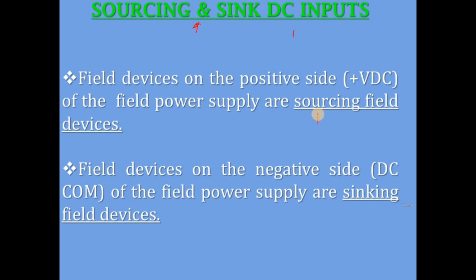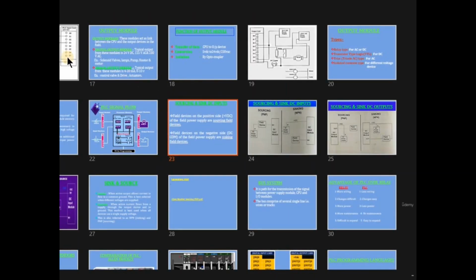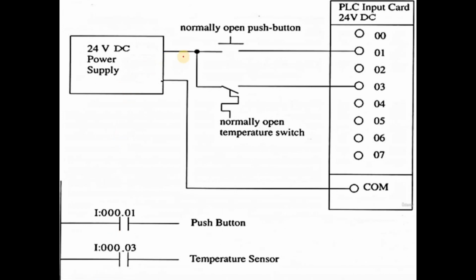Let's see what exactly the meaning of source is. Basically, the source refers to the field devices. Here I am talking about the input as well as output devices. It is when the field devices are connected on the positive side of the field power supply. So what we can say is the source field input device. In this figure, the switch, the temperature switch, and the push button are both connected on the positive side of the power supply. Right? So that is the reason.